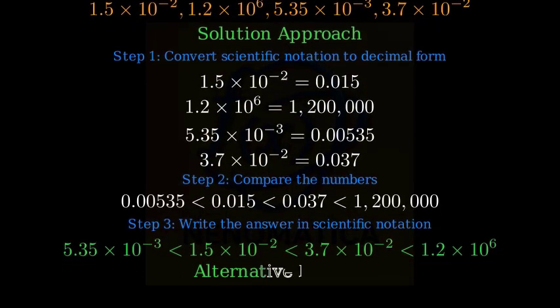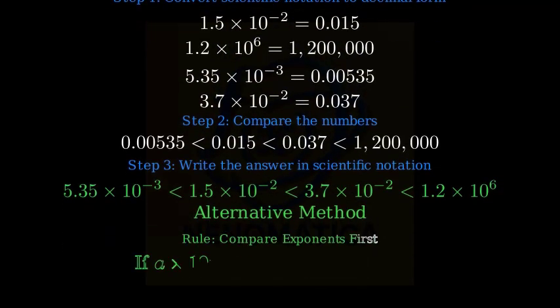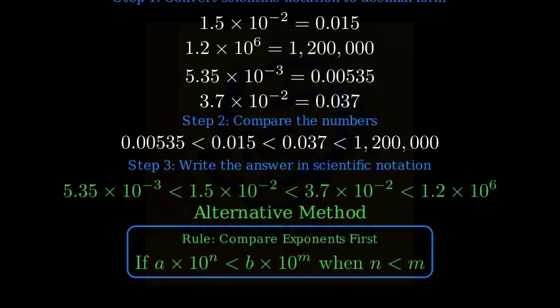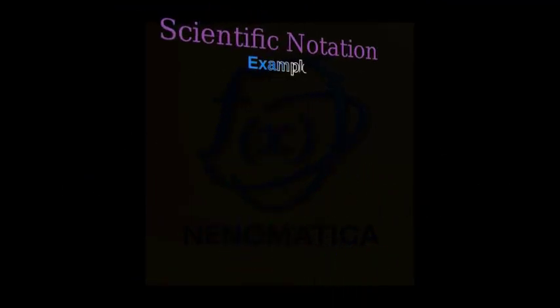Let me show you another method to compare numbers in scientific notation. We can compare the exponents first, and then the coefficients. If two numbers have different exponents of 10, the one with the smaller exponent is smaller. If they have the same exponent, compare the coefficients. Let's look at our example.